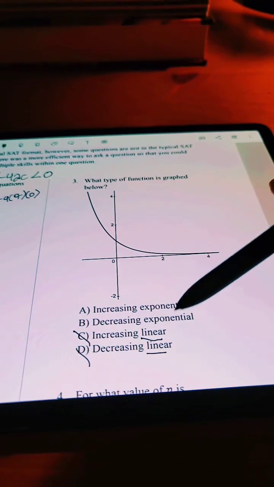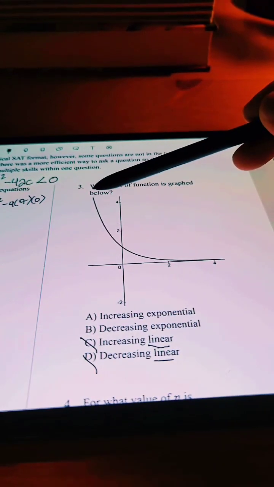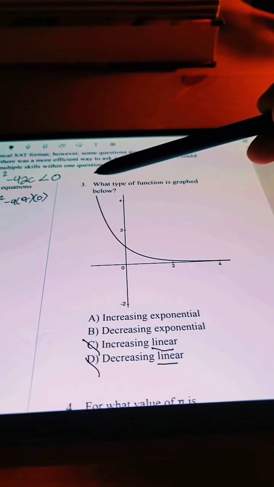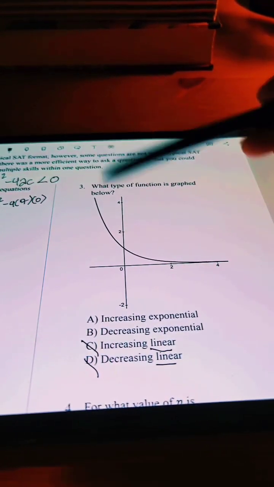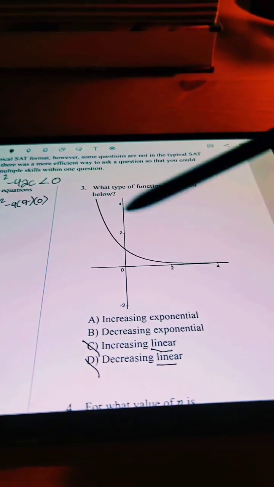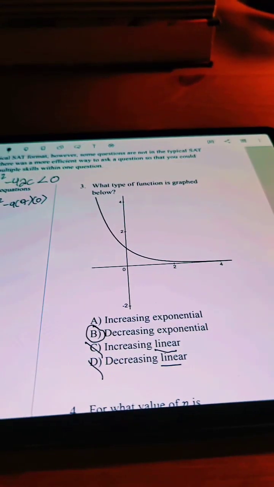So it either has to be increasing or decreasing exponential. The way I determine if it's increasing or decreasing is by saying, okay, just like how we read and write, we go from left to right and we say, is it going down or going up from left to right? Well, if I go from left to right, it's decreasing, it's going down. So it's a decreasing exponential function, B.